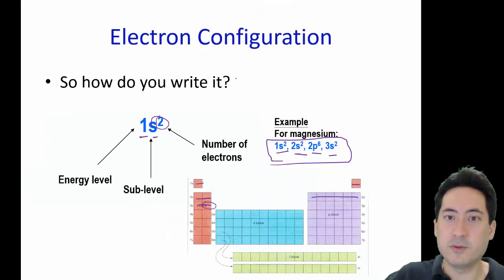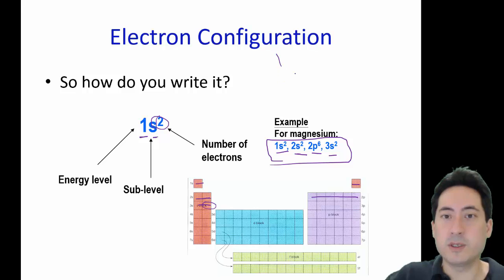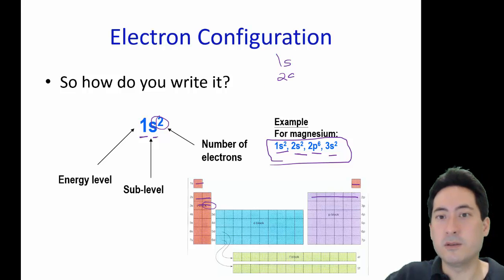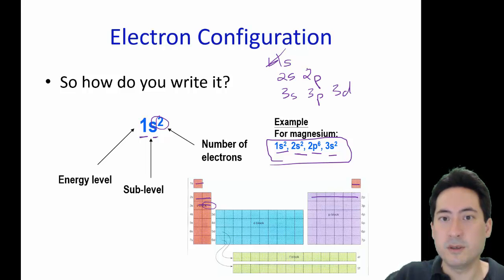and that's how we write the electron configuration for it. Now, as I said before, I wouldn't use the periodic table here. I would use this system here, and so I go 1s2, 2s2, 2p6, 3s2, and that's how I would get to it.